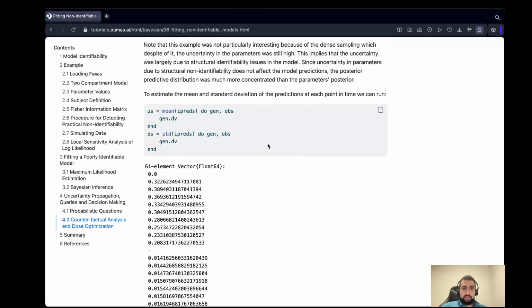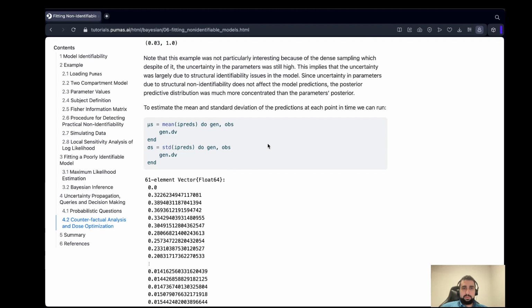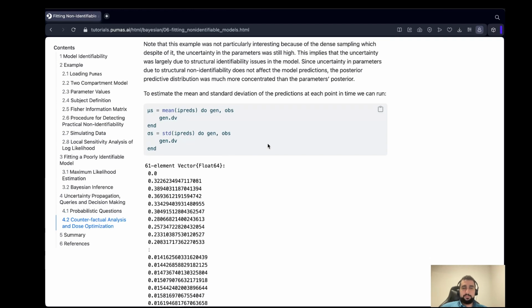Okay, so a final demonstration here is just stressing the point that if you have structural identifiability issues, your predictions will not have a whole lot of uncertainty in them, even if your parameter values have uncertainty, assuming you have a lot of data in your case. So if you have dense sampling and you still have a lot of uncertainty in the parameters, that's usually a sign that you have structural issues in your model and not just an insufficient data problem.